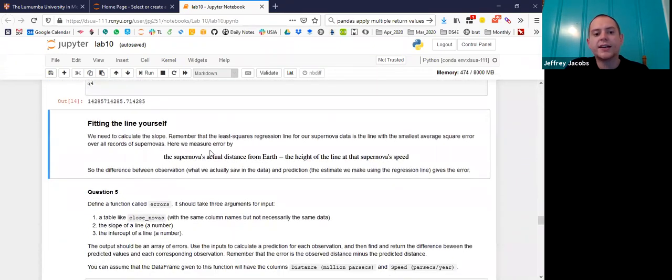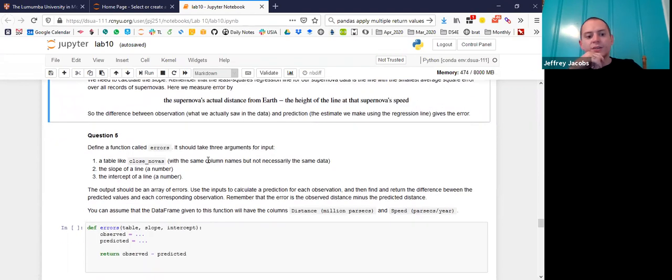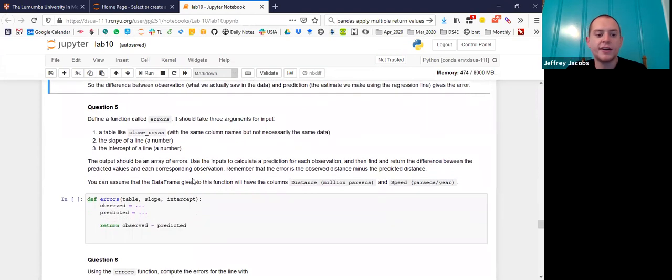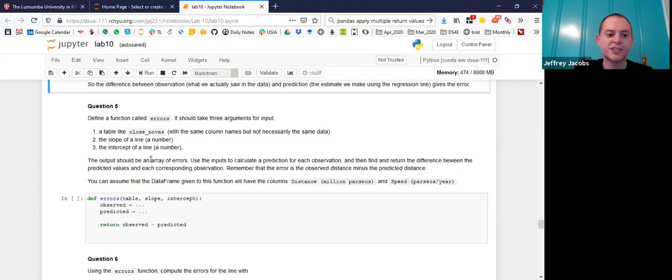Cool. So yeah, the error is just measured by a supernova's actual distance from Earth minus the height of the line at that supernova's speed, right? What I've been calling the distance that's predicted by our best fit line. So we're going to write a function that's going to compute this error, right? It's going to take a table like close novas. Well, it's a data frame, right? When you see the word table, read data frame. There's an old version of this class where they used tables, but we've converted everything to data frames. So that word is left over from older versions of the class.